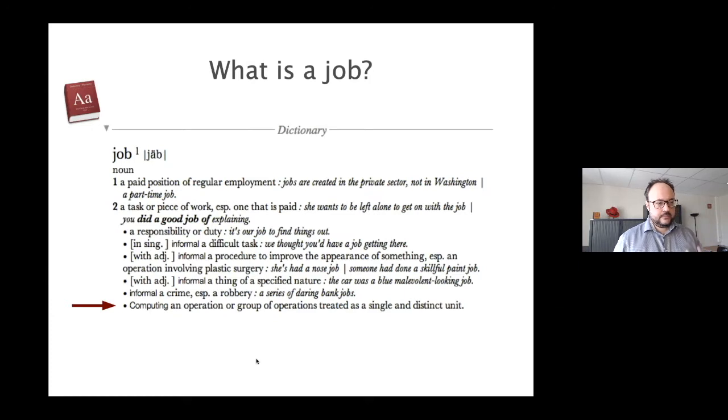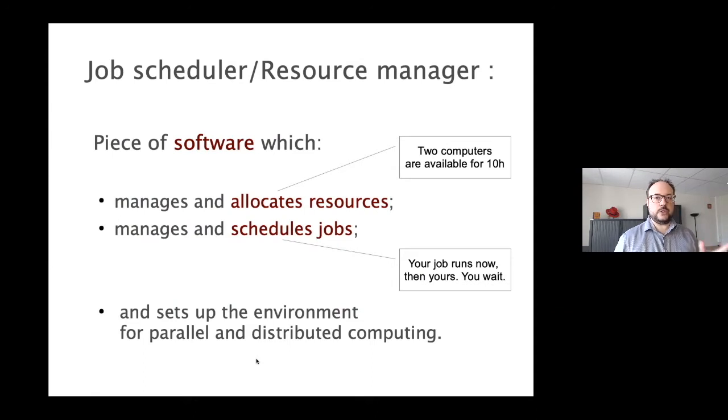So the first important term is job, and the second one is the scheduler. This job scheduler, also called the resource manager, is a piece of software which does mainly two things. First, it manages and allocates the resources. So for instance, it knows that there are 2 computers available for a certain amount of time. And it also manages and schedules jobs. So it decides whether your job goes first and then yours and so on. Besides those 2 important things, it does a third thing, which is to set up the environment for distributed computing, as we will see in the future.